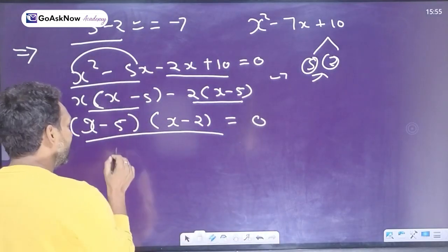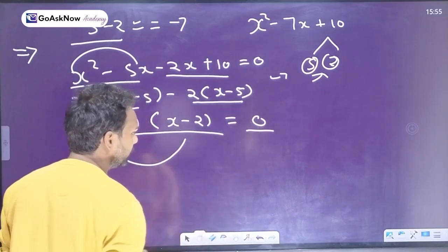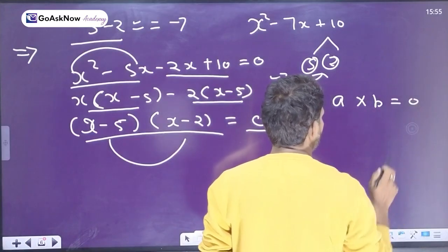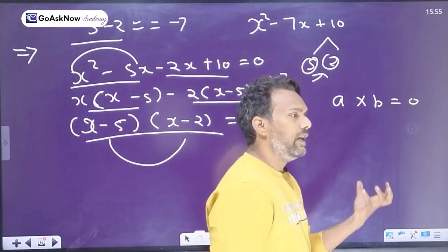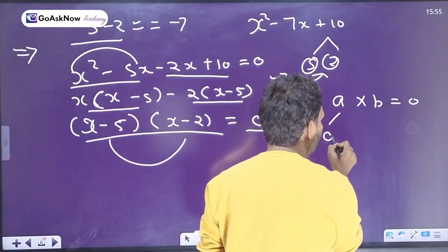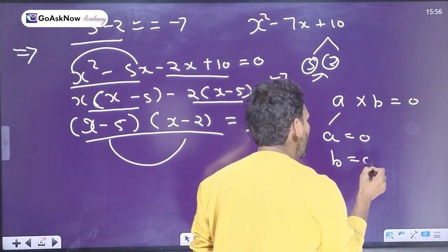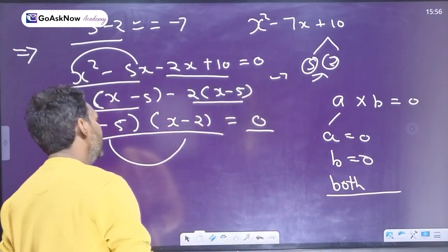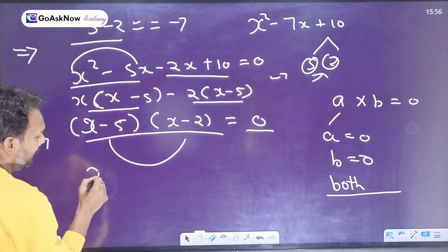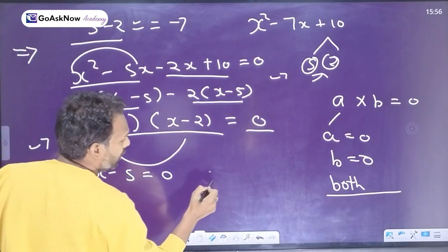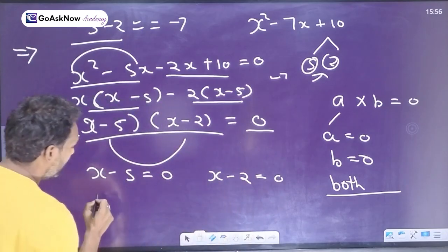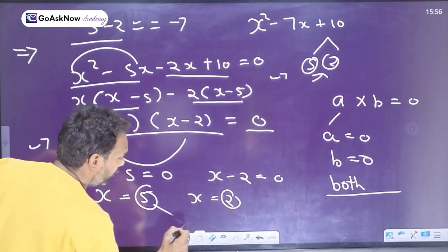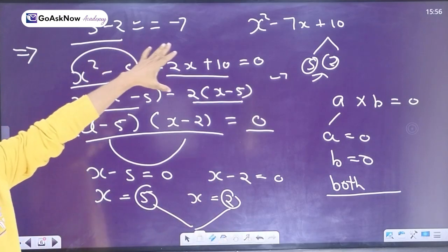This means that when this is multiplied by this, we get 0. Okay, when I say that a into b is 0, then what you can conclude is that either a is 0 or b is 0 or both are 0. Okay, same logic. By applying the same logic here, we see that either x minus 5 is equal to 0 or x minus 2 is equal to 0. Then x is equal to 5 and x is equal to 2. These are the roots, solutions and answers of the given equation.